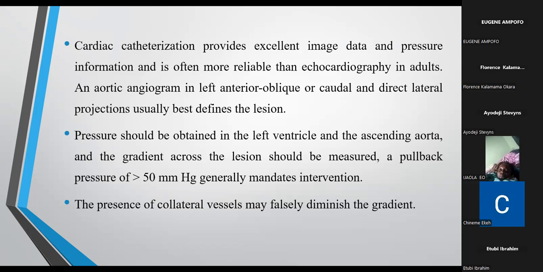Cardiac catheterization provides excellent image data and pressure information and is often more reliable than echo in adults. An aortic angiogram in left anterior oblique, caudal, or direct lateral projection usually best defines the lesion. Pressure should be obtained in the left ventricle and the ascending aorta, and the gradient across the lesion should be measured. A pullback pressure gradient greater than 50 generally mandates intervention, and the presence of collateral vessels may falsely diminish the gradient.